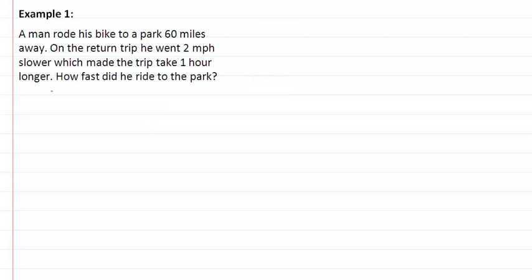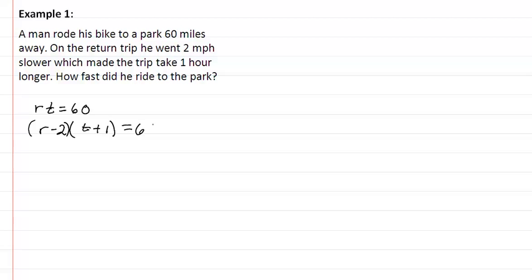So in example one, we have a man rode his bike to a park 60 miles away. So we have rate times time equal to 60. And on the return trip, he went 2 miles per hour slower. So we have the rate minus 2, and which made the trip take an hour longer. So we have the time plus 1 equal to 60. Here's our two equations, our two unknowns. The question is, how fast did he ride to the park?